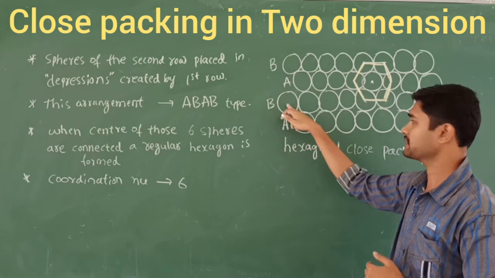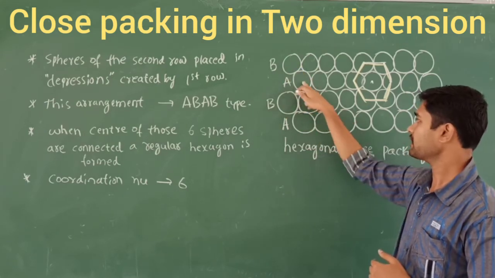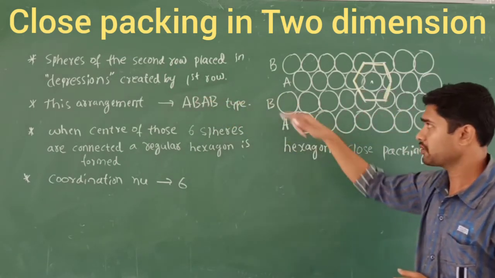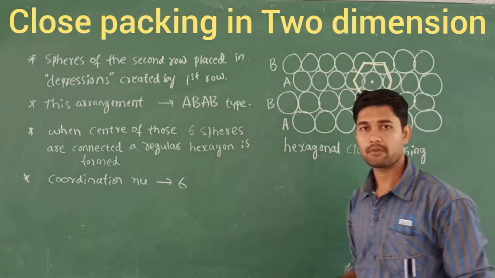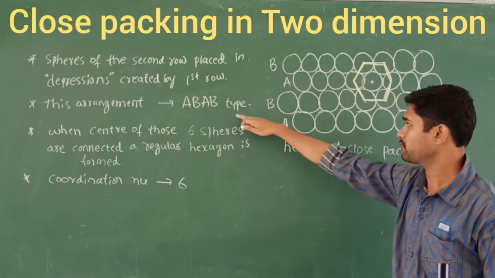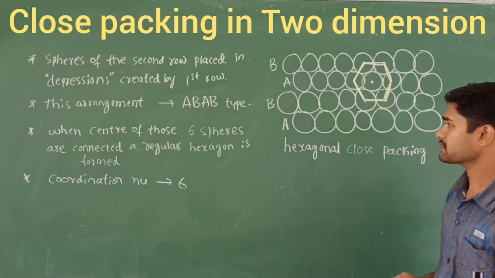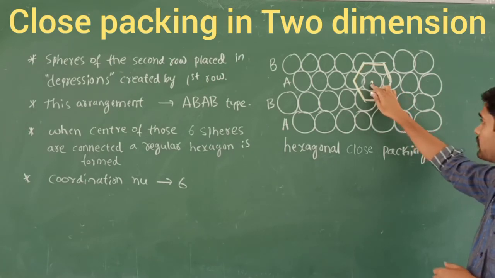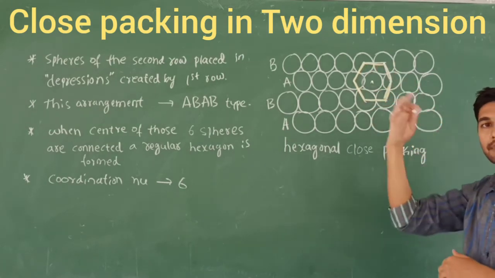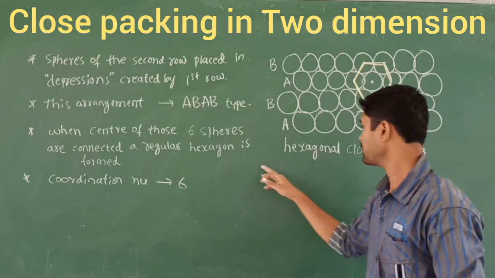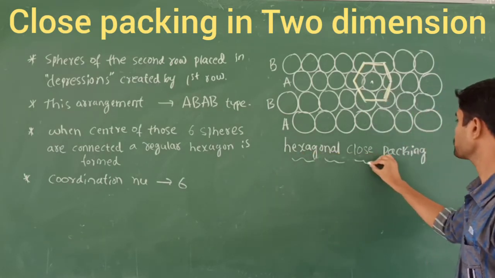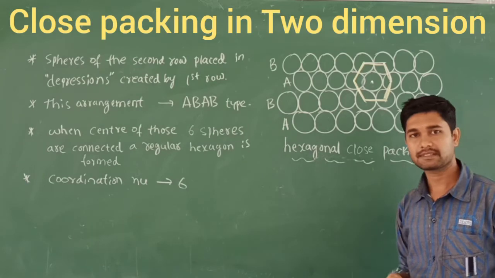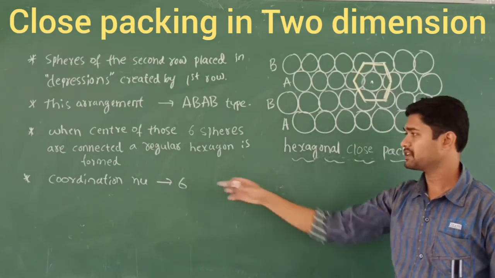So this is B, this is B. This is the third layer, this is the first layer. The second layer and fourth layer are the same. The depression is created by the first row, and this arrangement type we call the AB type. When the centers of those 6 spheres are connected, we get a regular hexagon. This is the center particle, which is connected with the 6 neighboring particles. That's why this is called the hexagonal close packing system, and since this particle is attached to these 6 neighbors, its coordination number will be 6.